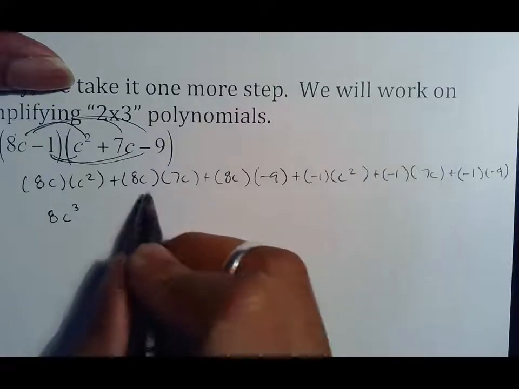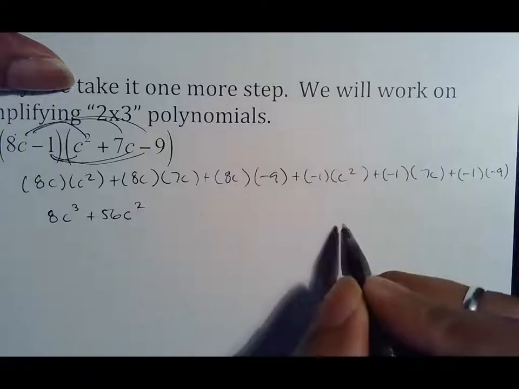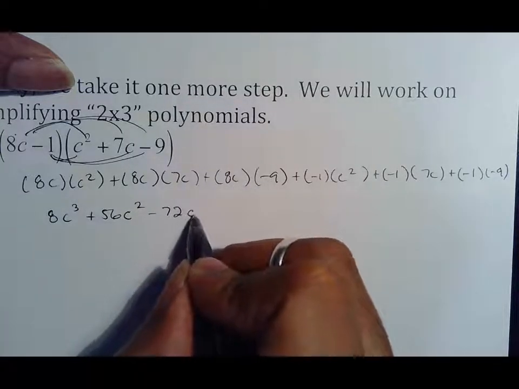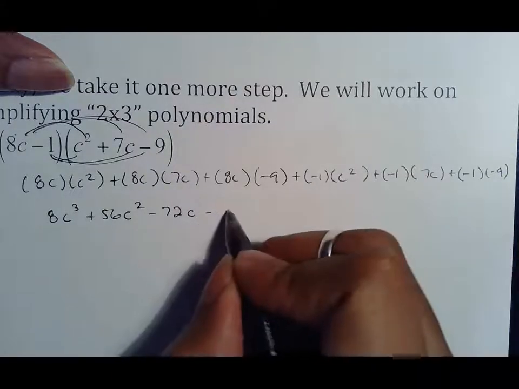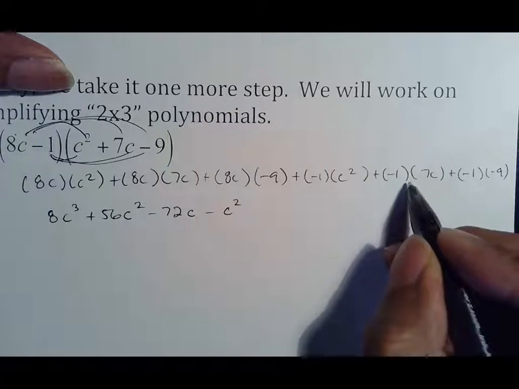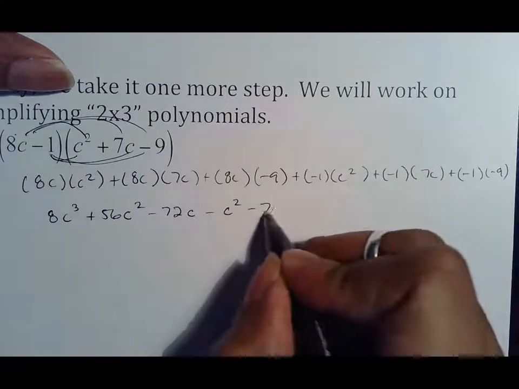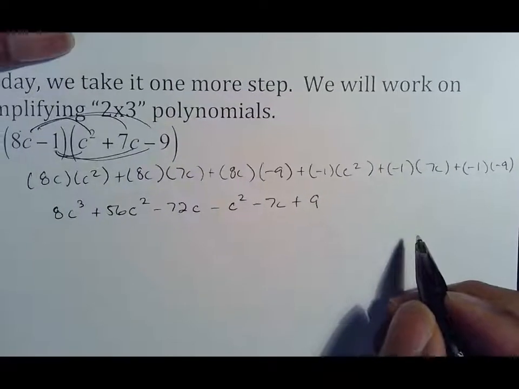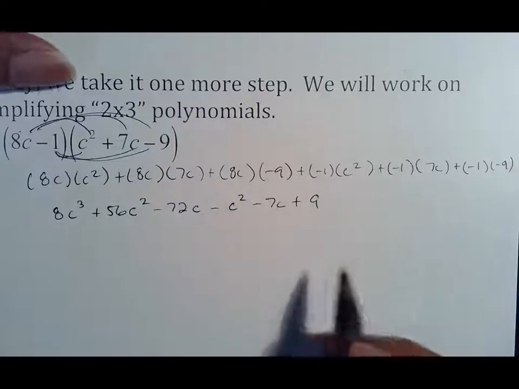So 8C to the third. This is plus 56 with 2 C's, so C squared. This is minus because there's only one negative, 72C. This is minus because there's one negative, it'll just be C squared. This is minus because of that one negative, 7C. And this is plus because there's 2 negatives, 9. So show the meetings first, simplify the meetings second, like terms third.